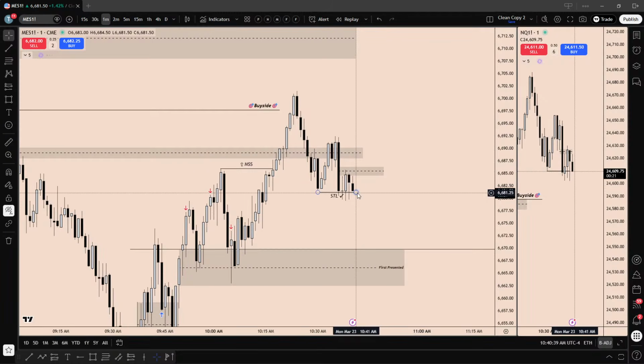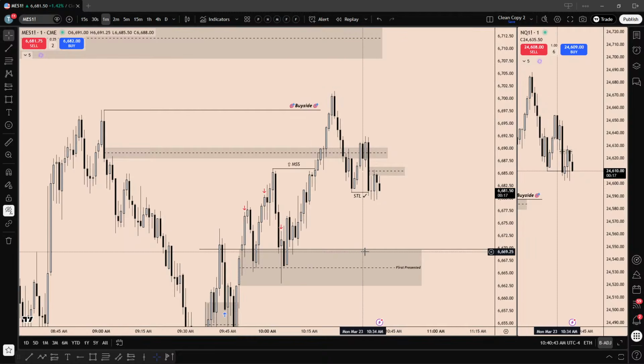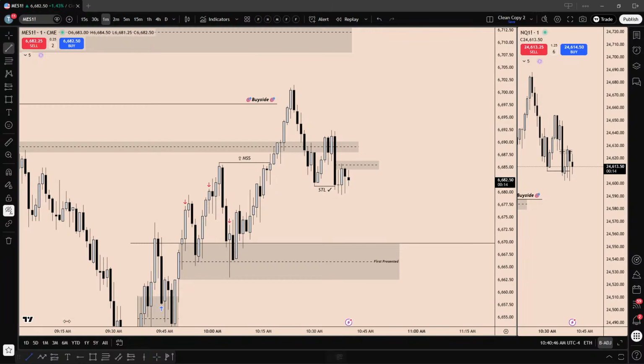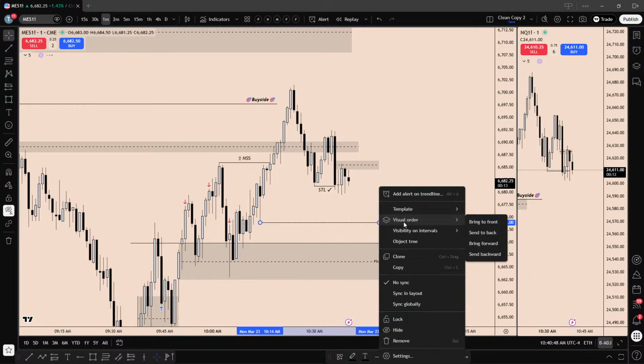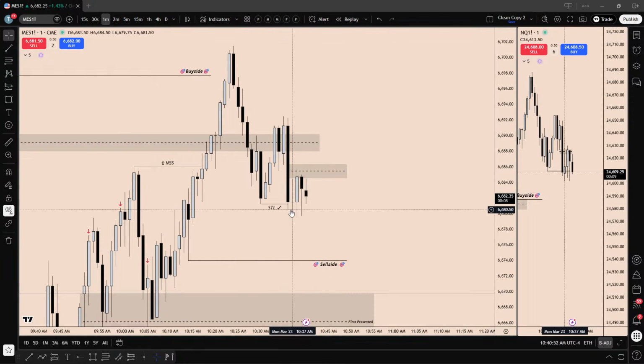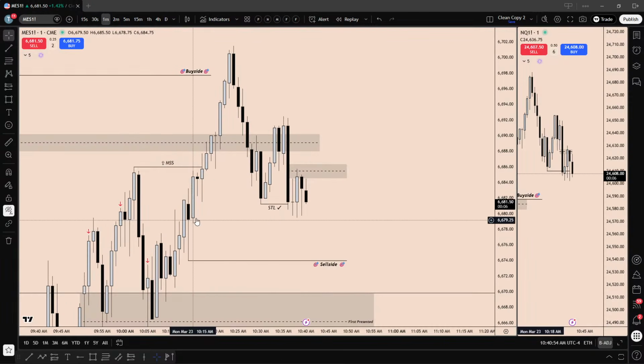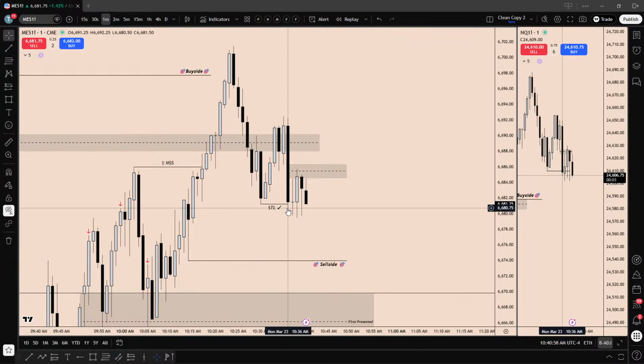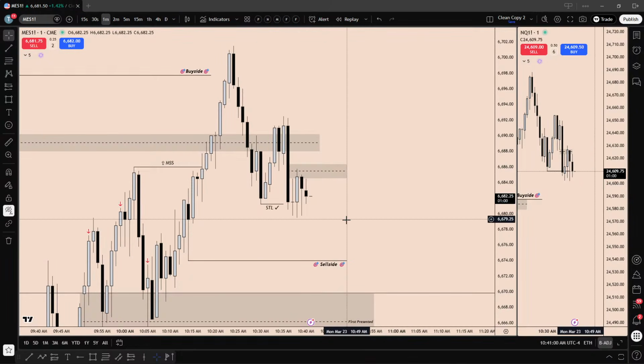If we can get closure below this, turning it into a break in structure, then at that point, I do believe we'll get at least first presented, maybe this low here. That's just like a short-term low, right? So it'd be like the next low in this kind of target. We've gotten this low, we've gotten this low. Next one's here. That only comes if we get a break in structure though.